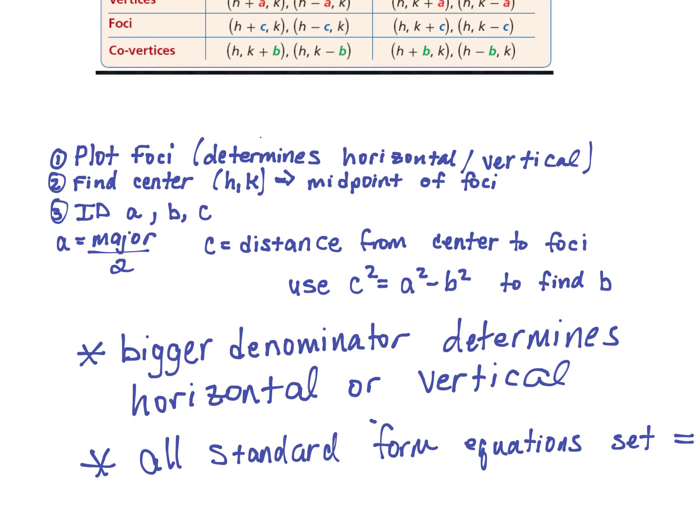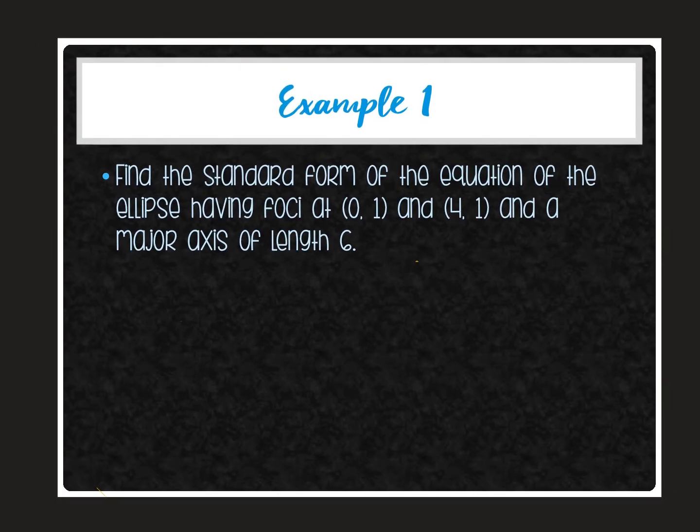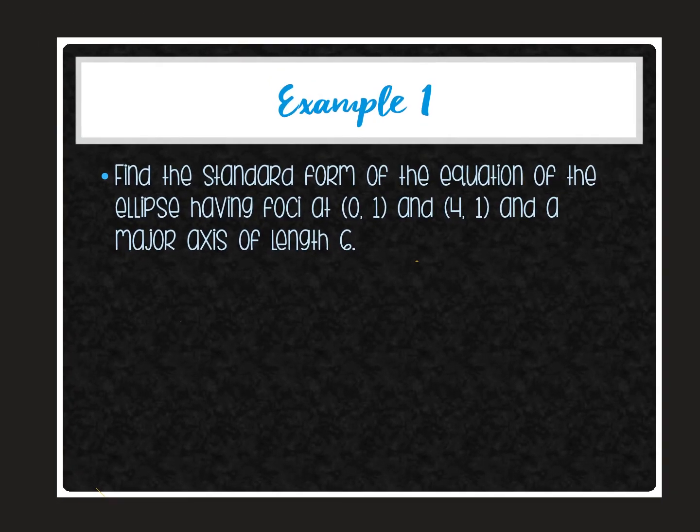I told you already the bigger denominator determines if it's horizontal or vertical, and all standard form equations are set equal to 1. That'll help you with the next few formulas. So let's go to the first example. Find the standard form equation. It's either going to be a vertical or horizontal ellipse. They told me I have 2 foci, one at 0, 1 and one at 4, 1.